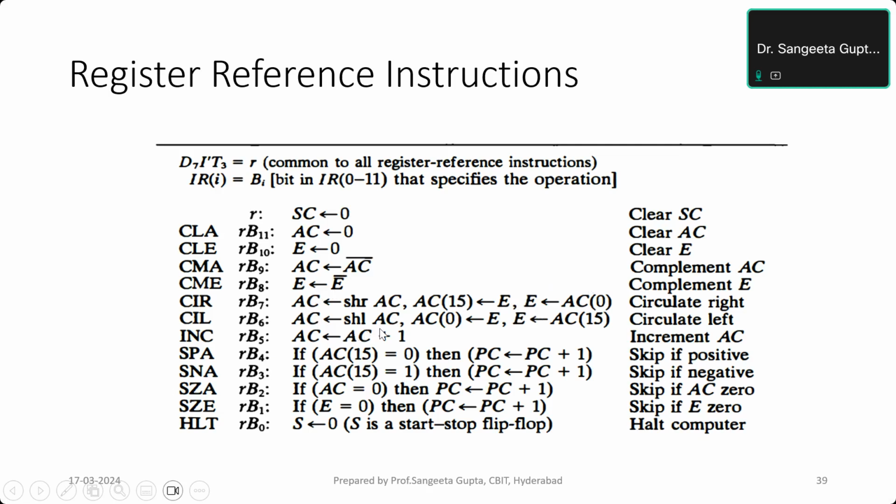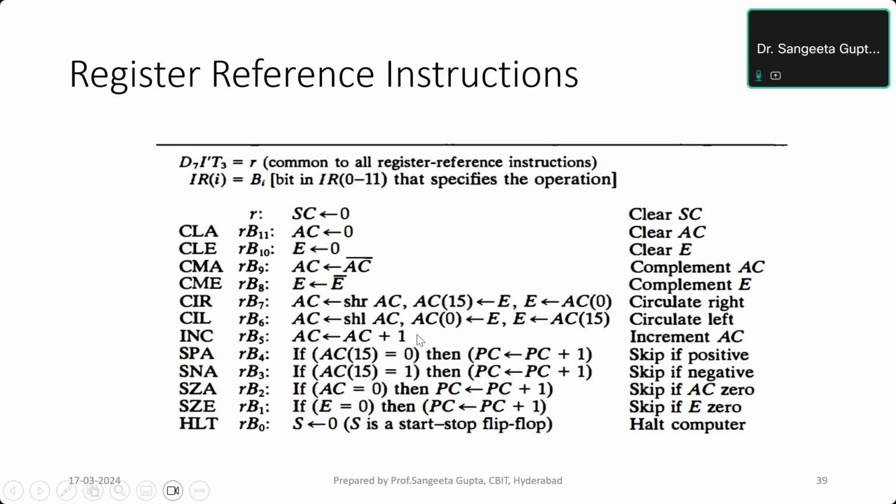Similarly, in the circular left operation, we are shifting left the contents of the accumulator by one bit position. Hence, the bit in the 0th position of the accumulator is obtained from the E flip-flop. The 15th bit of the accumulator is in turn moved to the E flip-flop. Hence, here also, without any loss of information, the bits are circulated by one position to the left side. The next operation is incrementing the contents of the accumulator, which is represented using AC plus 1.